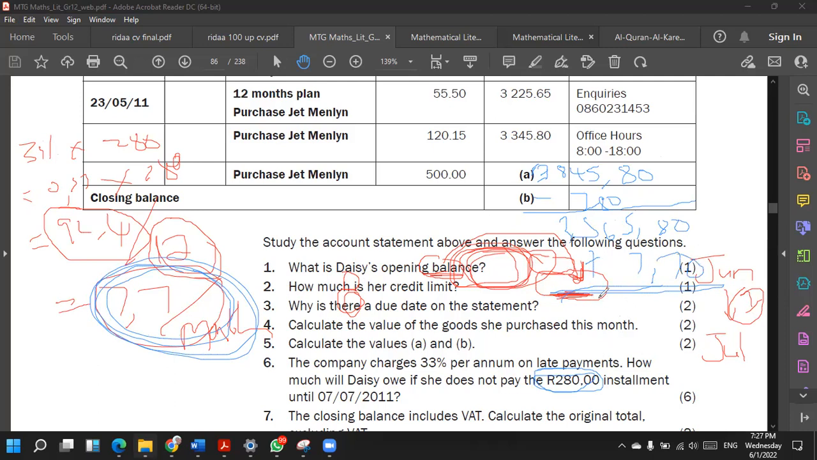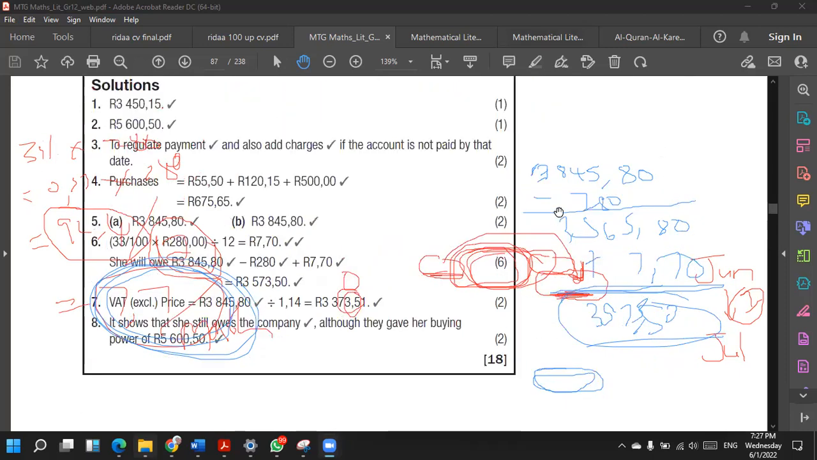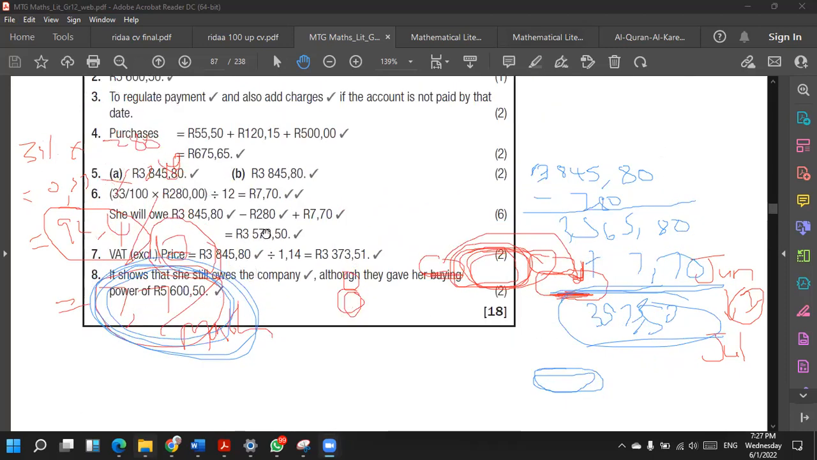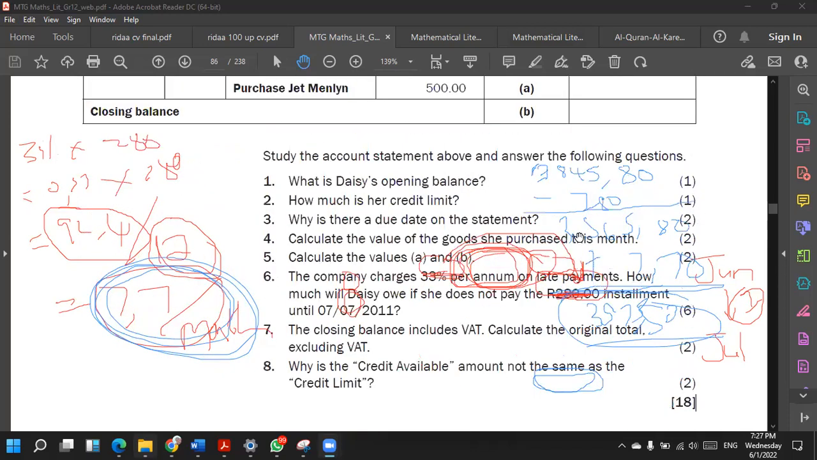And how much are we left with? We are left with 3,573,50. Well done. So I'm just going to do a recap quickly.